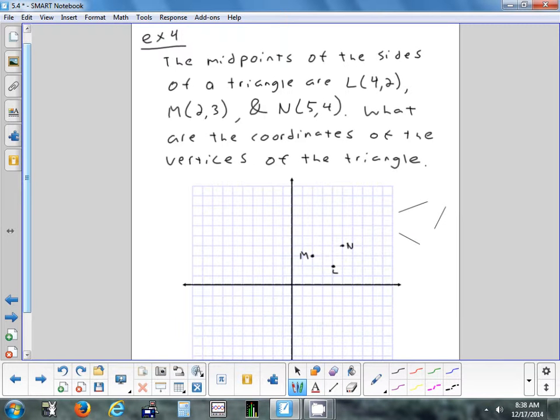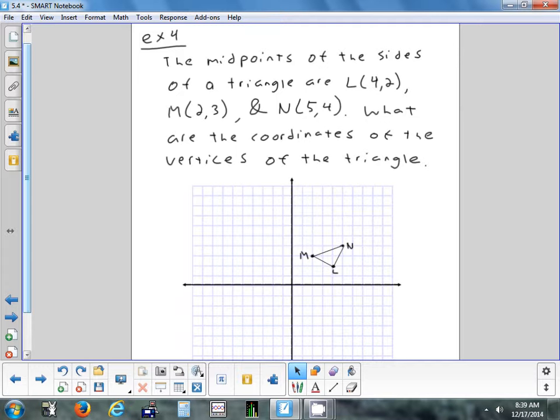All right, so example 4. What I've done is I've graphed the midpoints of the sides of a triangle. This is not the actual triangle. These points mark the midpoints of some triangle that's bigger. My goal is to figure out the coordinates of the vertices of that bigger triangle. So first thing I'll do is I'll just connect them. And again, think of this as the smaller triangle that's inside. There's a bigger triangle here. I want to know the vertices of the bigger triangle that would create this mid-segment triangle.